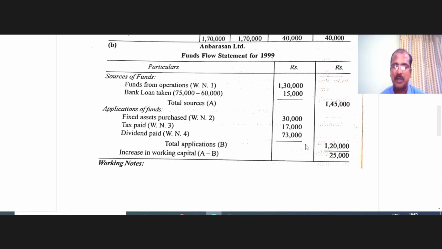So this is a different type of problem. To gain more understanding of the funds flow statement and the procedure to be followed for preparing it, watch my other videos as well.